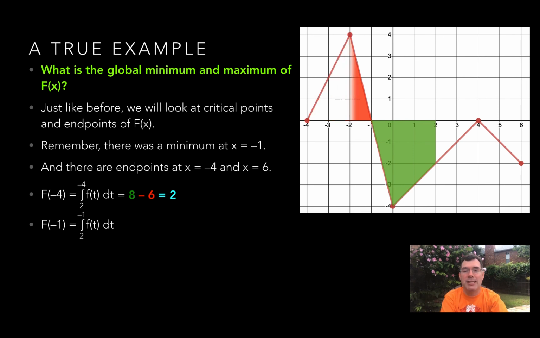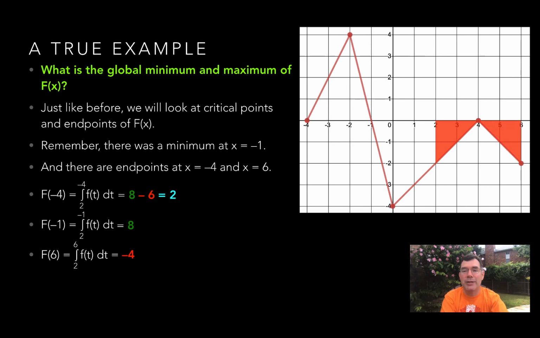Now if I plug in just -1, then that only takes care of the green area, which, as I said before, was 8. And finally, if I figure out the area from 2 to 6, all of that is below the x-axis. There's 2 triangles there that I have to consider. They're both under the x-axis. They each have an area of 2, so the total area there is -4. So looking at those 3 y values, the highest of those is 8 and the lowest of those is -4. So I can say that the global minimum is -4 and the global maximum is +8.